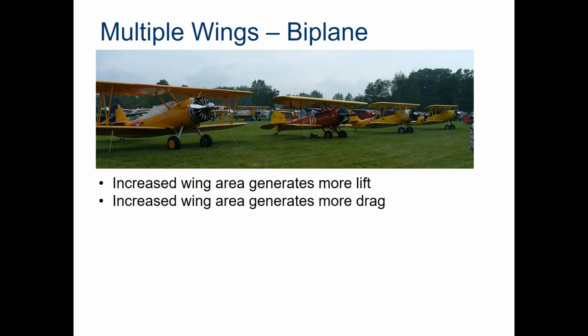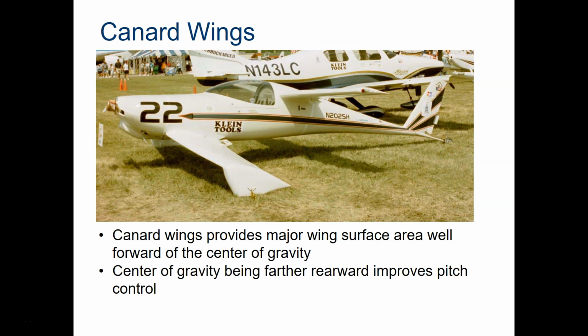This is an example of a biplane. We have an increased wing area, so therefore we generate more lift. But, as you'll learn, when lift increases, so does drag. Because of the increased wing area, we're going to also generate more drag. Canard wings, this would be the wing at the front end of the airplane in this case, provide major wing surface area well forward of the center of gravity. The center of gravity being farther rearward improves the pitch control. This is not a common configuration.